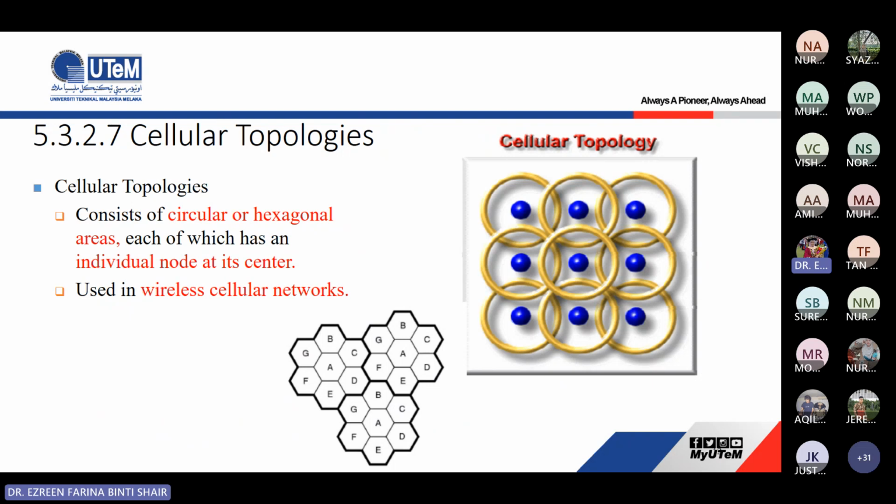And the last one, we have the cellular topology. Cellular topology looks like this. It is different from the other topologies. It is used in wireless networks, which is why the topology looks like this. It consists of circular or hexagonal areas, and you have individual nodes at the center.